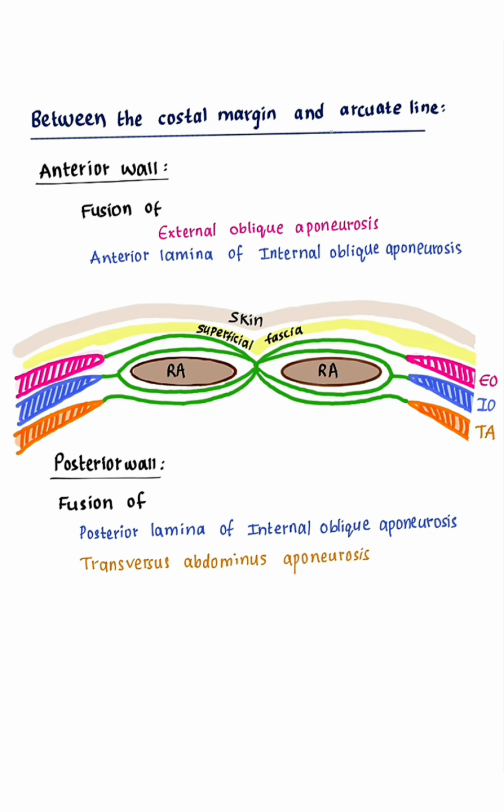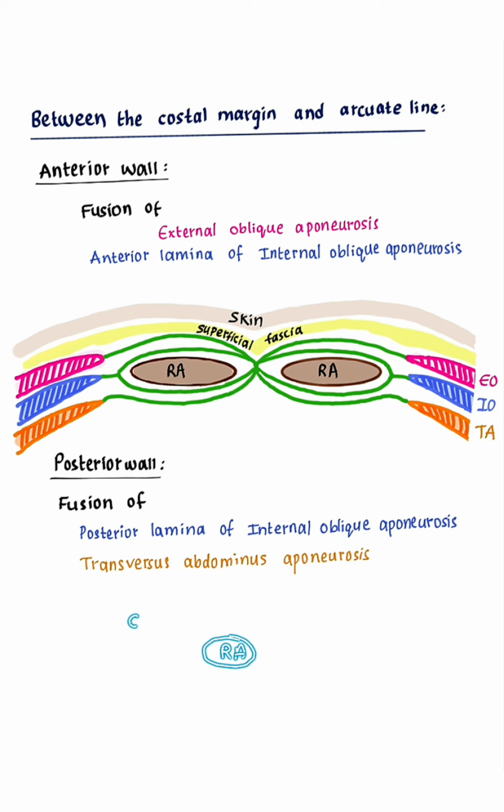Between the costal margin and arcuate line, the anterior wall is formed by fusion of external oblique aponeurosis and anterior lamina of internal oblique aponeurosis. Aponeurosis of internal oblique muscle gives anterior lamina and posterior lamina. Posterior wall is formed by fusion of posterior lamina of internal oblique aponeurosis and transversus abdominis aponeurosis.